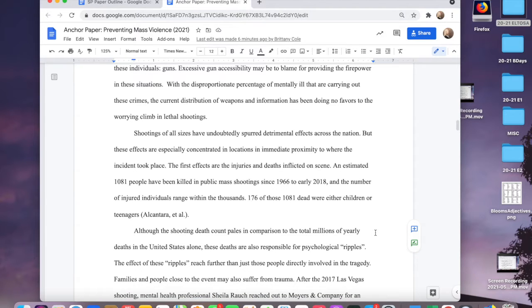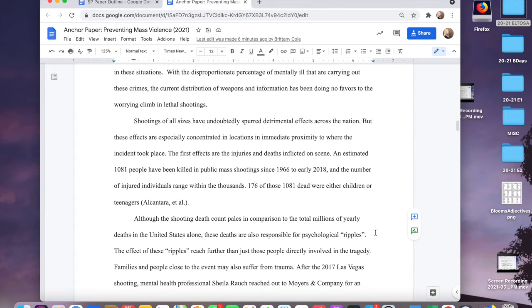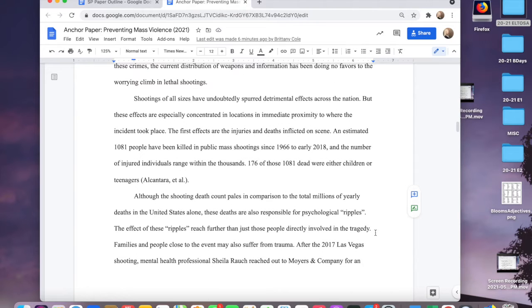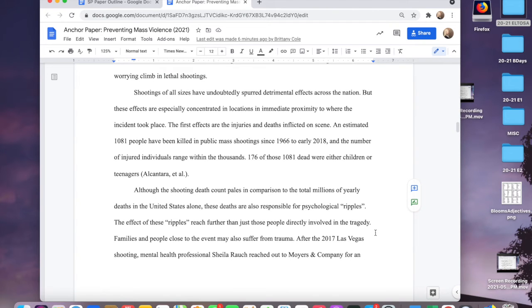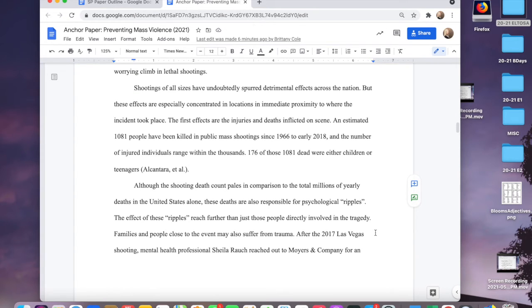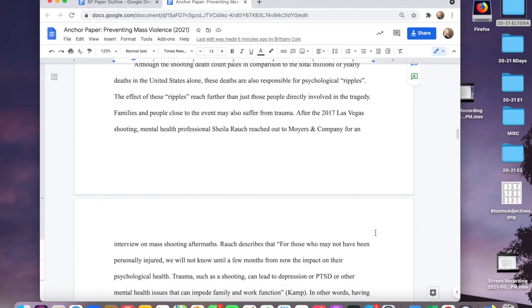these deaths are also responsible for psychological ripples. The effects of these ripples reach further than just those people directly involved in the tragedy. Families and people close to the event may also suffer trauma. After the 2017 Las Vegas shooting, mental health professional Sheila Rauch reached out to Moyers & Company for an interview on mass shooting aftermaths.